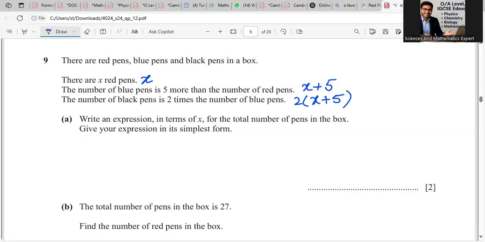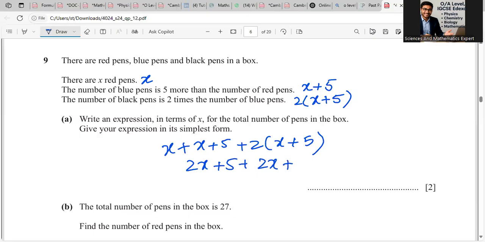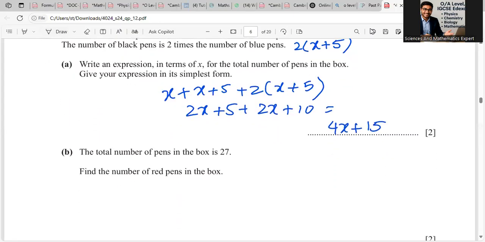Now he is saying write an expression for the total number of pens. So I'm just adding them: x plus 5 plus 2 into x plus 5, and I am getting x plus 5 plus 2x plus 10, and here I am getting 4x plus 15. That is the number of pens in the form of a simple algebraic expression.